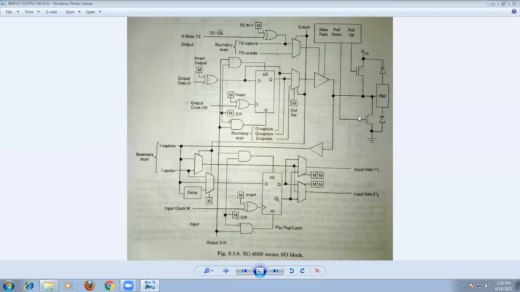Now, in today's class we are going to discuss the IOB, that is the input output block of the XC4000 series. Just observe here, this is the block diagram of the XC4000 series IO block. This circuit is the IOB block of the XC4000 series.